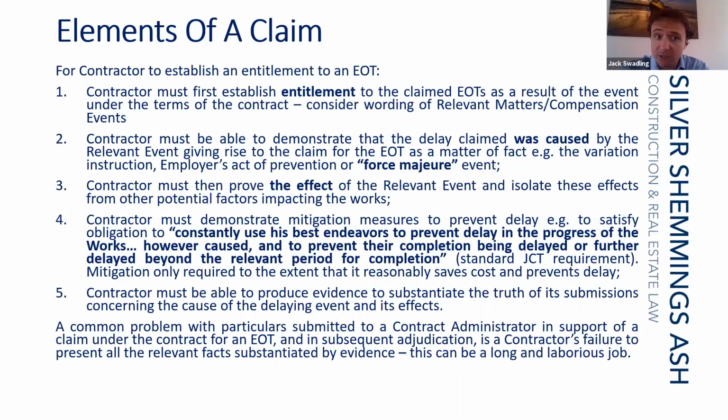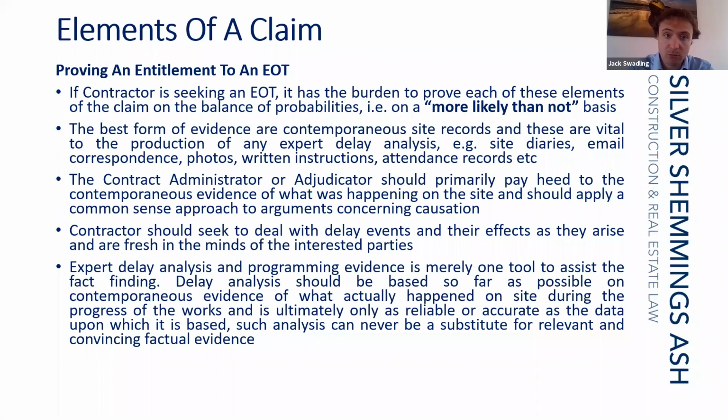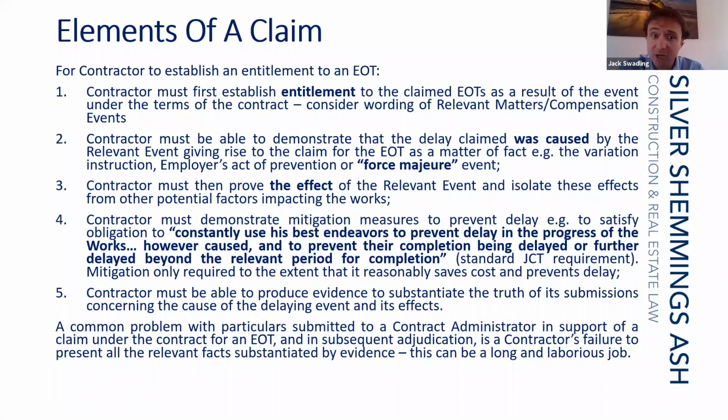So first of all, the contractor, to claim an extension of time, must establish its entitlement under the relevant extension of time provision. So what is the event, and why is that event a relevant event, entitling it to extra time? Careful consideration of the wording of the extension of time provisions is warranted at this point, but that's the first thing you're setting out. You're saying this is what's happened and it's a relevant event for this reason. Second, the contractor must demonstrate that the relevant event has actually caused delay to the completion date for the works.